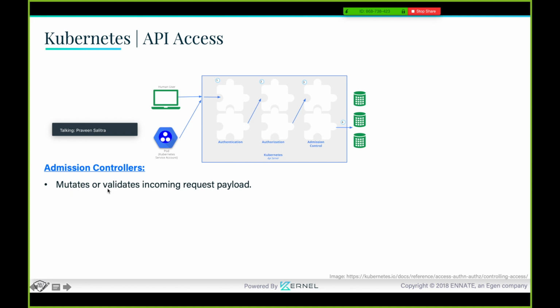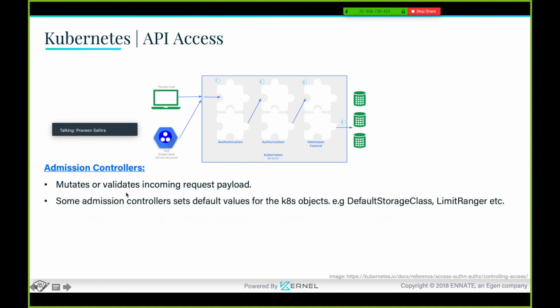And as the name suggests, this is not going to work on the read objects or read endpoint. Admission controllers are only going to be effective whenever you are trying to create, delete, update, or even connect, but not for the read. As I explained, you can also use it to set some default values. For example, default storage class. These are some default admission controllers available, or limit ranger.